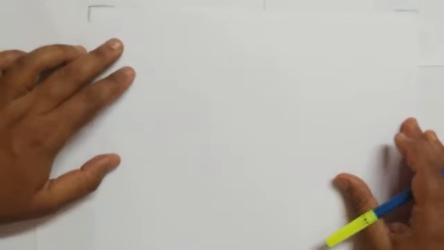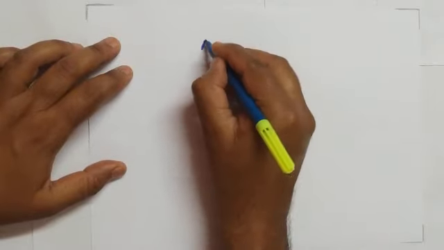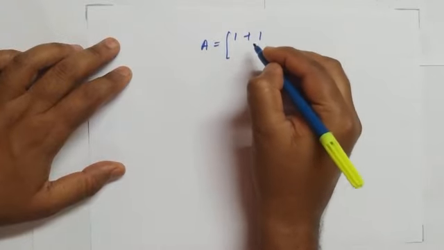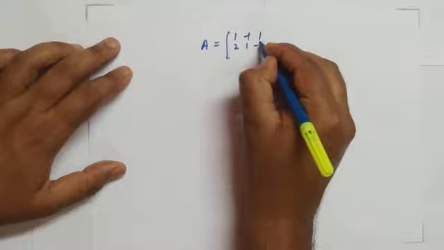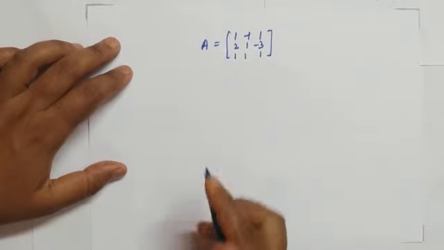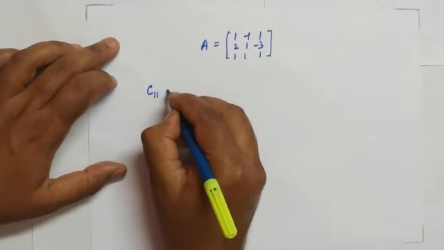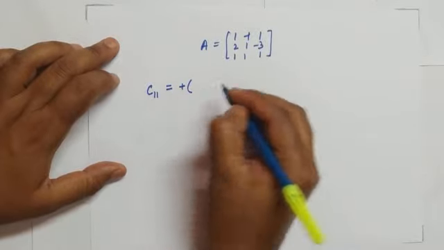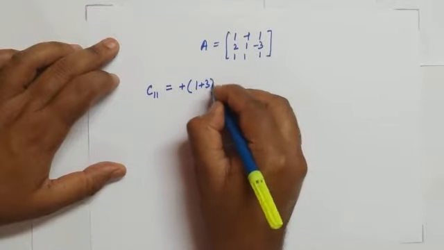Now we will find the adjoint of A. For that we will see the cofactors of elements of the matrix. As you know, the given matrix A in this case is 1, minus 1, 1, 2, 1, minus 3 and 1, 1, 1. See the cofactors. C11, means cofactor of this element A11. This is equal to plus (1 plus 3), that is equal to 4.